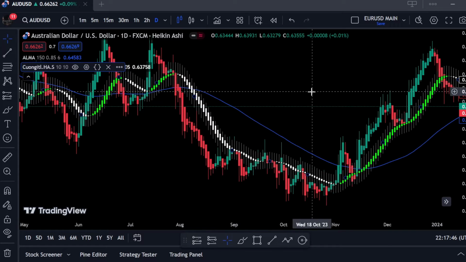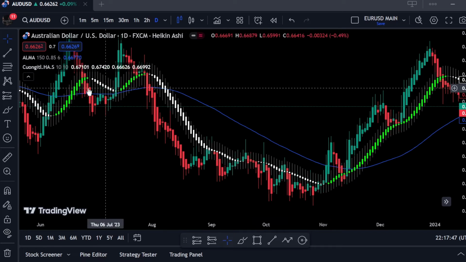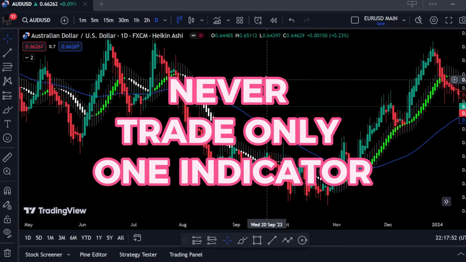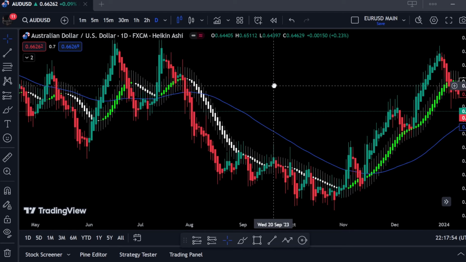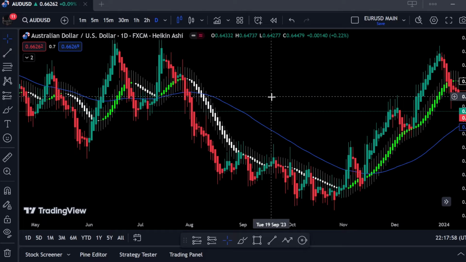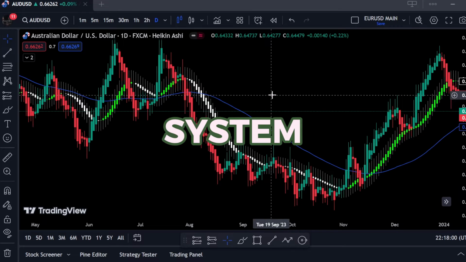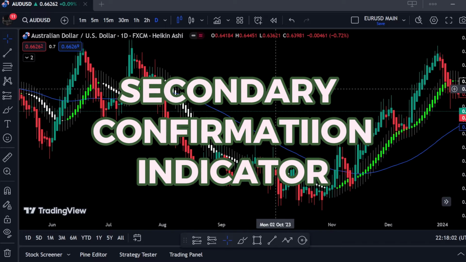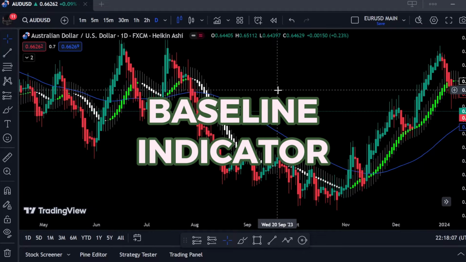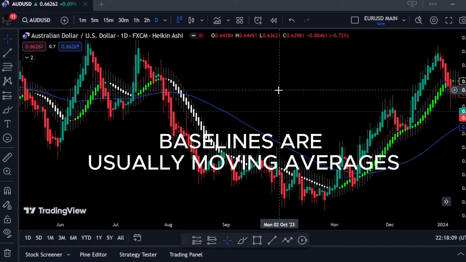Now, how would we use this indicator to generate profits? I always preach on this channel that you should never use only one indicator in your trading. It doesn't make any sense, as no one indicator is the holy grail and you'll lose a lot of money if you trade only using one indicator. You need to create a system with a confirmation indicator, a secondary confirmation indicator, a volume indicator, a baseline indicator, which are mostly moving averages.